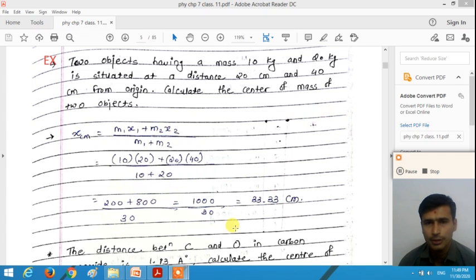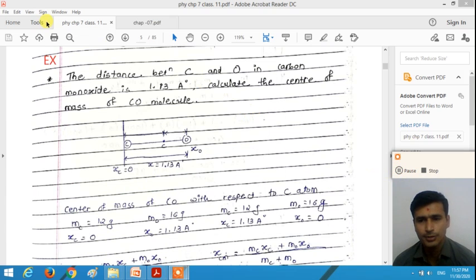If you think about this, the 10 kg object is at a distance of 20 centimeter, the 20 kg object is at a distance of 40 centimeter, and the center of mass is at a distance of 33.33 centimeter from the origin. So think about it. The location of the center of mass is nearer to the 20 kg object. So the location of the center of mass is closer to the object having a larger mass. Same thing, we take another example.